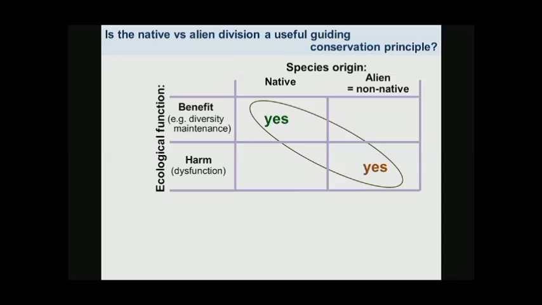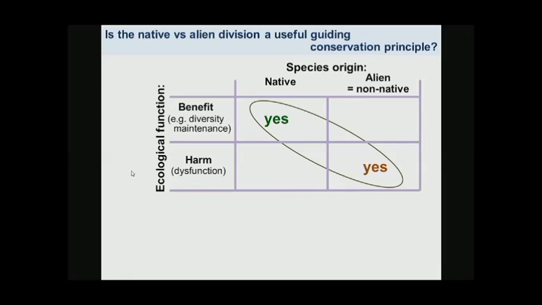You could put it this way. So here in this diagram we have species origin. We've got the dichotomy between native and alien, and from now on I'm going to say non-native. I'm not going to use the word alien. So we have native and non-native. And then we have some ideas about function in the ecosystem.